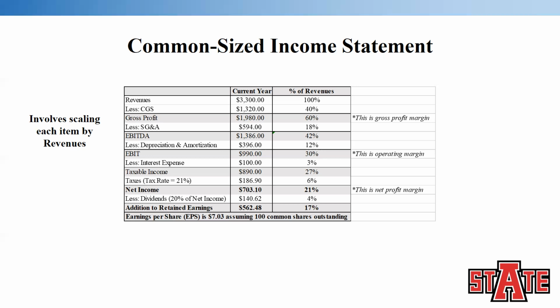Taxes, usually you'll just calculate taxes as a percentage of taxable income. In this case, in this year, it's 6% of revenues. Net income, which is also called net profit margin, as a percentage of revenues is very helpful: 21%, meaning that for each dollar of revenues, we would expect to earn an extra 21 cents in net income. And that's very important to shareholders. They want to invest money in companies that have high gross profit margins, high operating margins, and high net profit margins. Those are hallmarks of healthy companies and established industries.